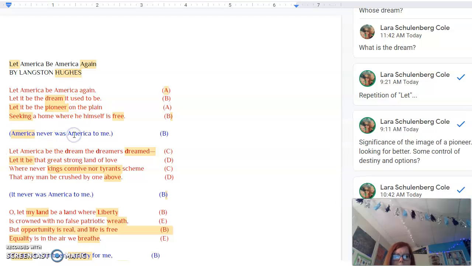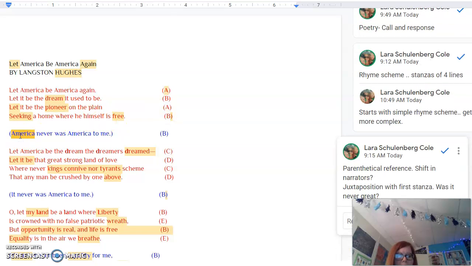Then we see a little bit of a difference here. Visually, I've used the color there, but you see now you kind of have a different voice come in here. America was never America to me, and it's parenthetical. So it makes me question, do I see a shift in the narrator? Is it a shift in perspective by our one narrator?